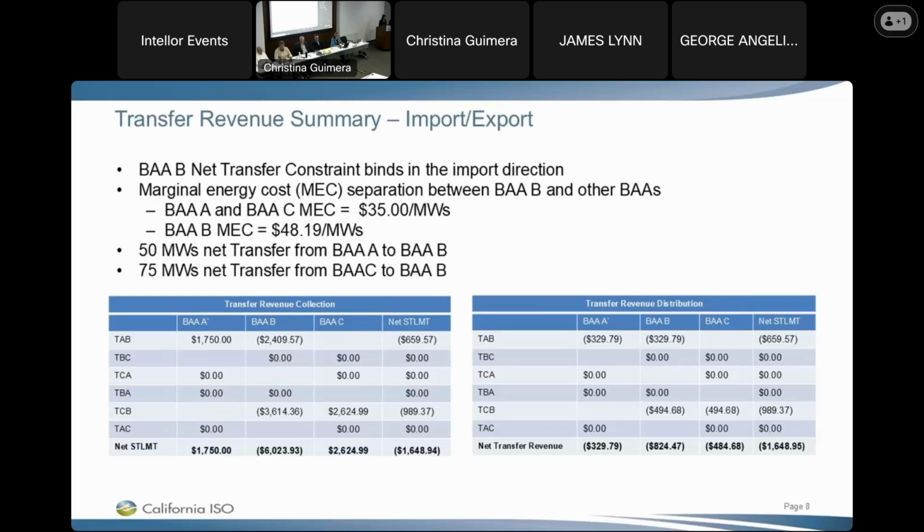And I believe the EDM entity's OATT is addressing how that transfer revenue associated with transmission customers who have exercised their rights versus all other transfer revenue is being distributed. I don't know it off the top of my head, but I know that it is in their OATT.